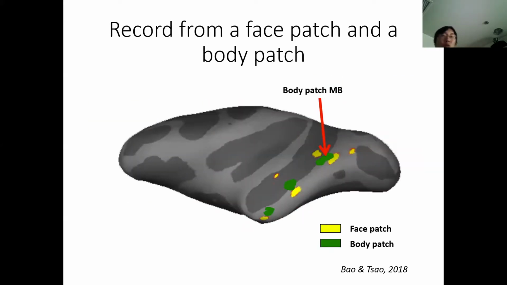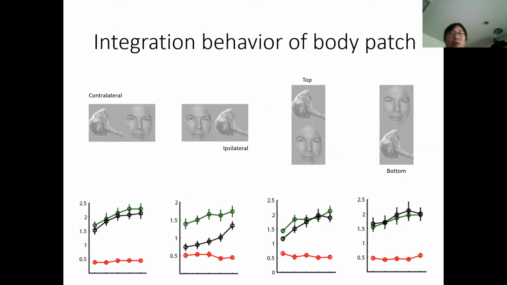But what happens when we record from a body patch? Now we use a monkey body as the region's preferred stimulus, and the responses of the body patch are marked as these green dots. And the response to the non-preferred image, now the face, is marked as red dots. As seen in this figure, we observe the exact same pattern as we observed in the face patch. Only when the body is presented in the ipsilateral visual field do we see a weighted averaging behavior. But in most other cases, we saw the neuron perform winner-take-all behavior.